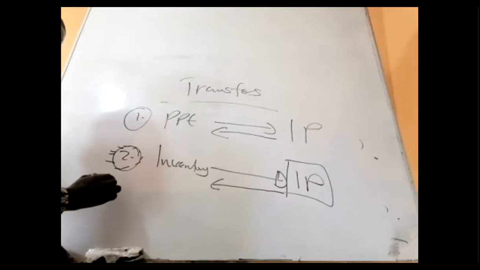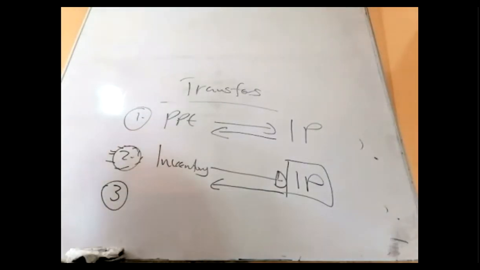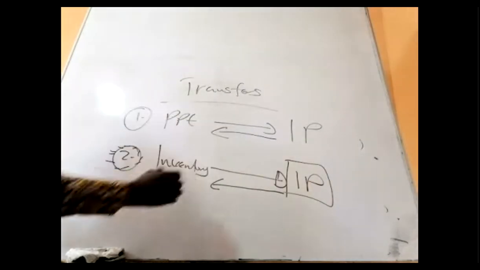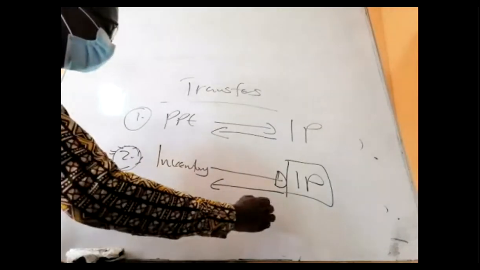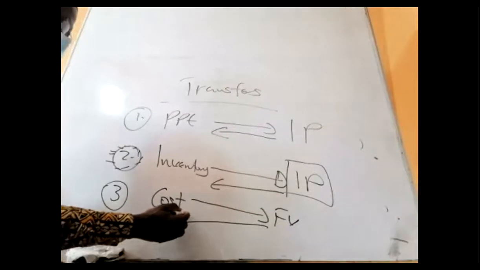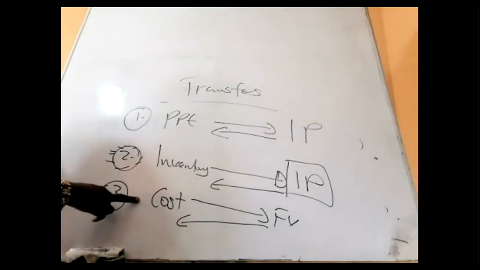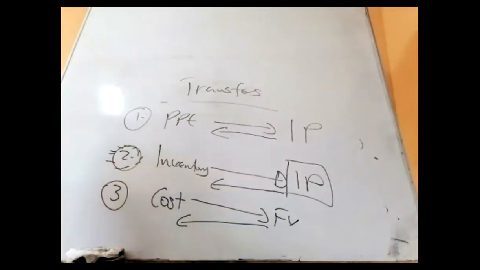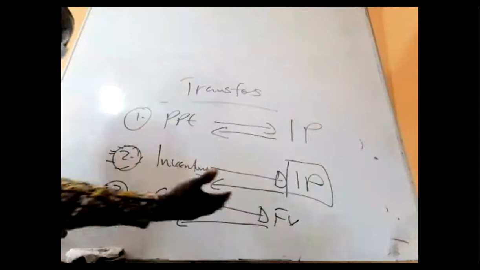Then number three, very important: there's a transfer between the cost model and the fair value model. The reverse is also true. I have an investment property. At one point in time, I'm using the cost model. But after a few years, I said, no, I want to use the fair value model. So I made a transfer. And then the reverse is also true.